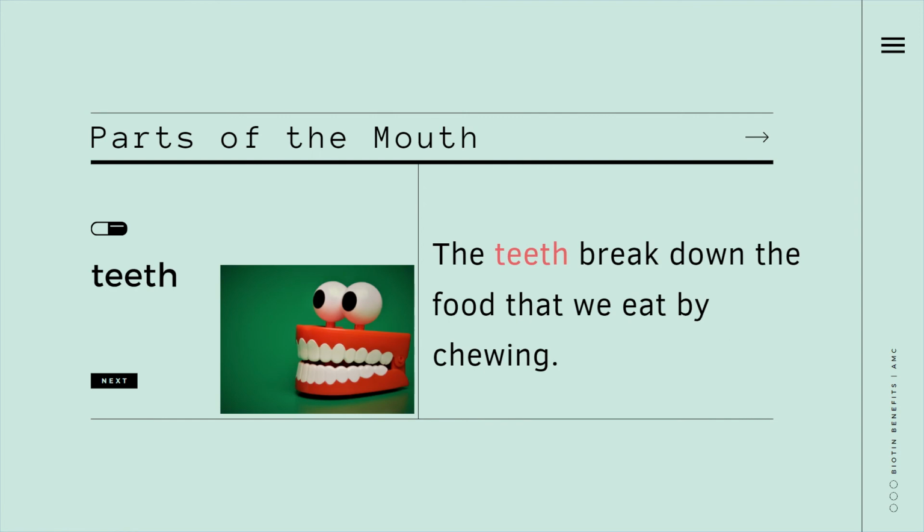Next one. So this one is part of our mouth. So what do you call this one? Okay, this one is called teeth. Everybody, one more time. So the purpose of the teeth is to break down the food that we eat by chewing. So the action that your teeth and your mouth are doing with the food is called chewing. Everybody?